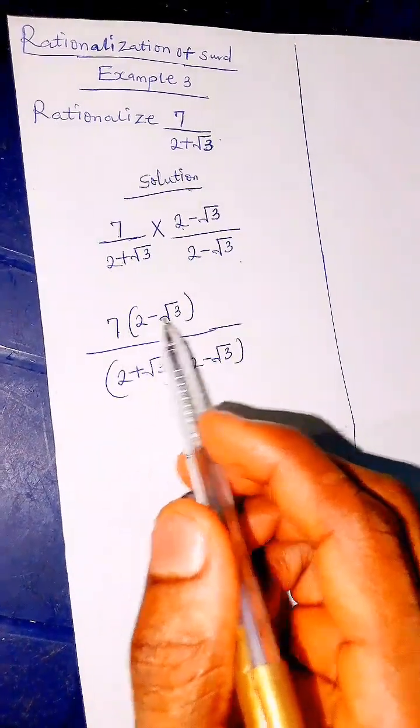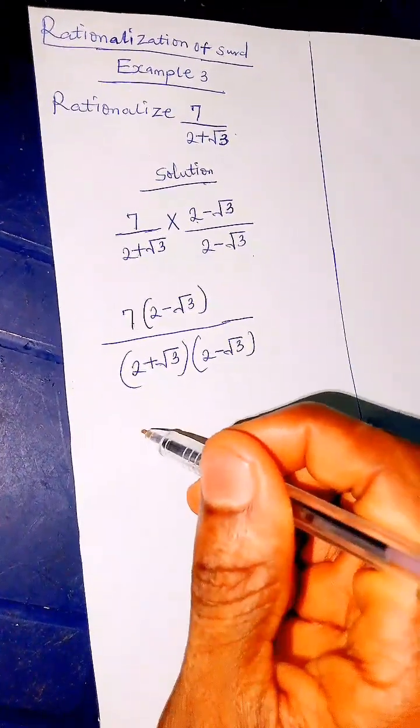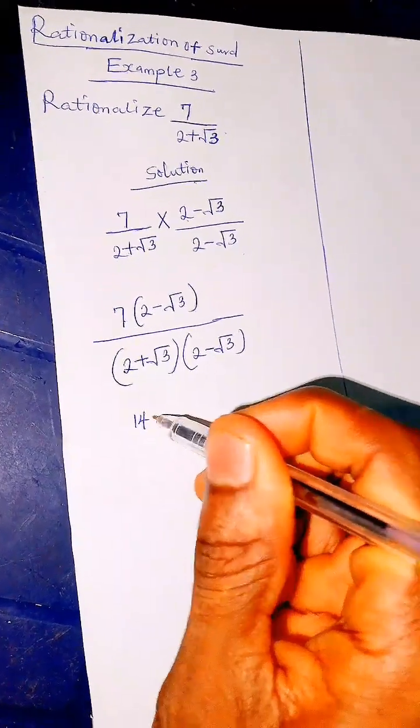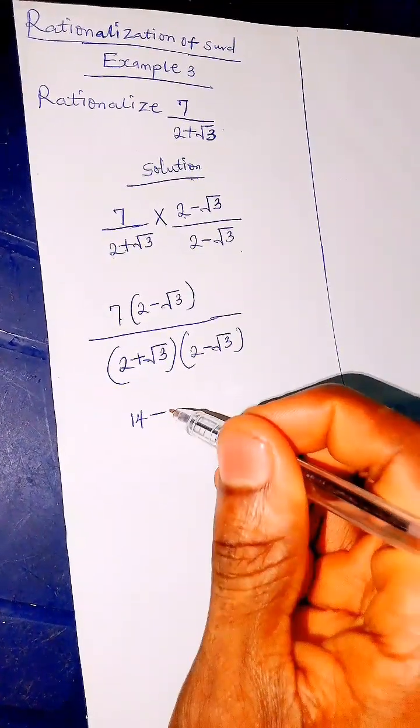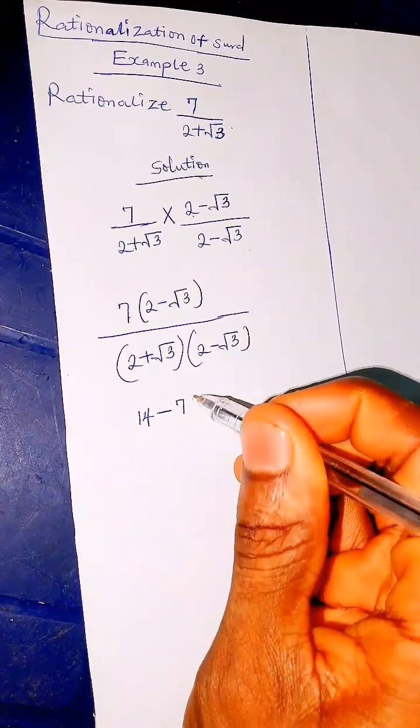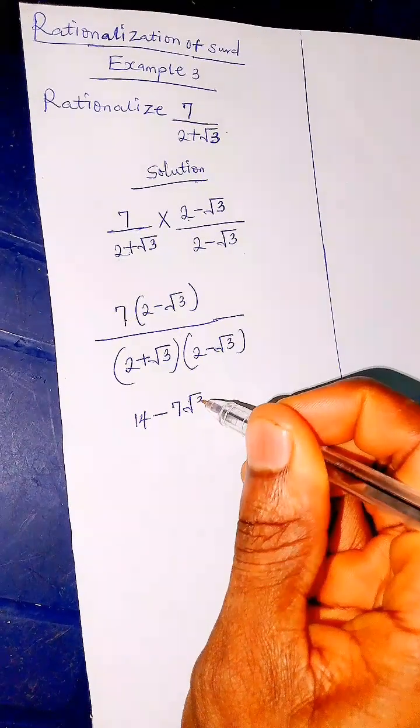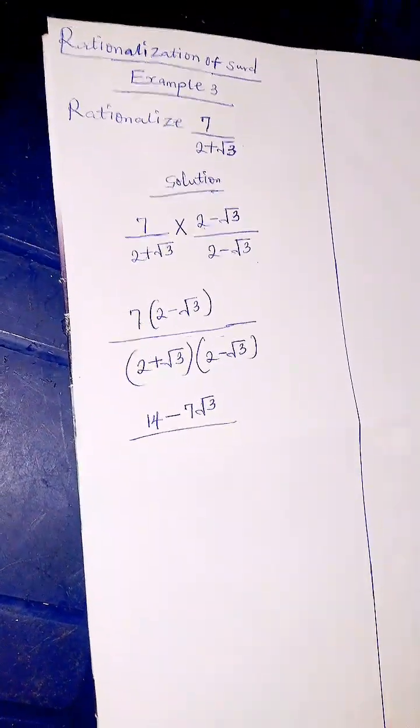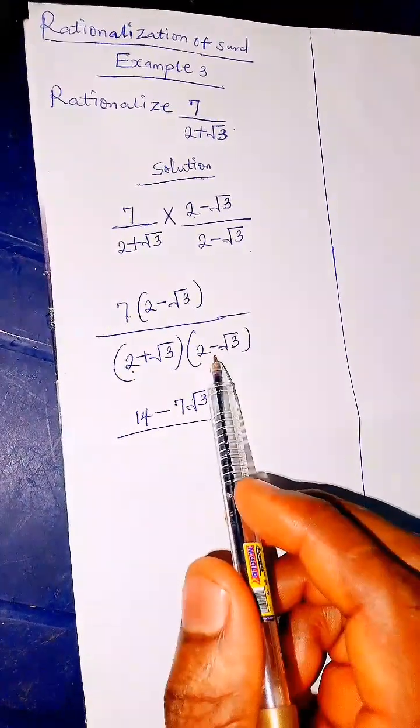Now we use this 7 to open up the bracket. 7 times 2 is what? 14. Minus 7 times root 3 is what? 7 root 3 over. We are going to use this to open up the bracket.